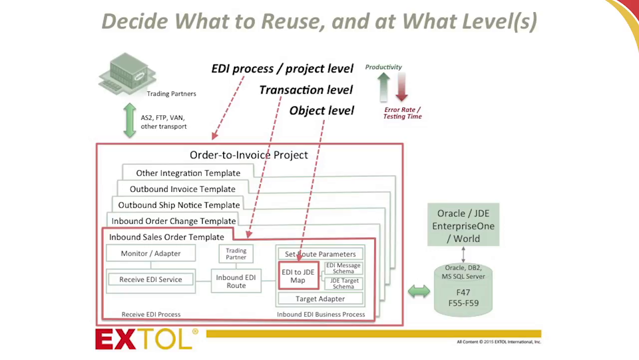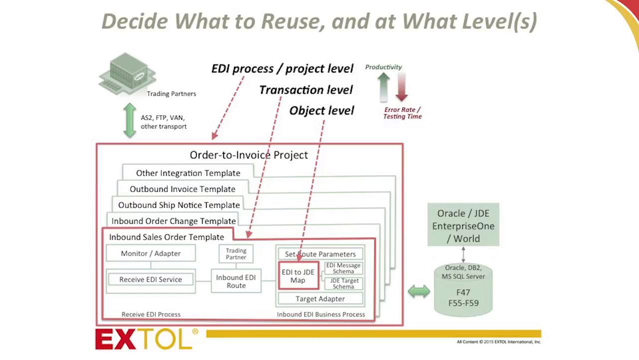Where does reuse fit into this? Well, first of all, the templates themselves, I'll get to those in a second, but even before we get to templates, you can reuse individual objects. So a common type of reuse is reusing maps, right? If you build a map for one trading partner, and another trading partner sends or receives the same document type, you can reuse all or parts of the map that you originally created for the first partner. You can also reuse at the transaction level. So each of these transactions represents a single EDI process, inbound or outbound, and all of the configured objects that are used to implement that process can be reused together.